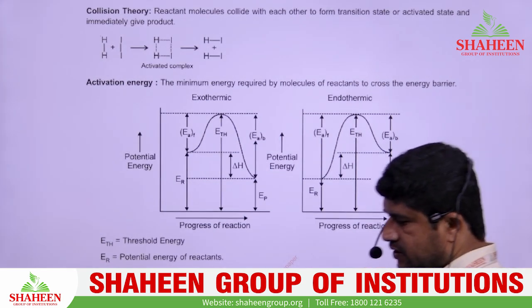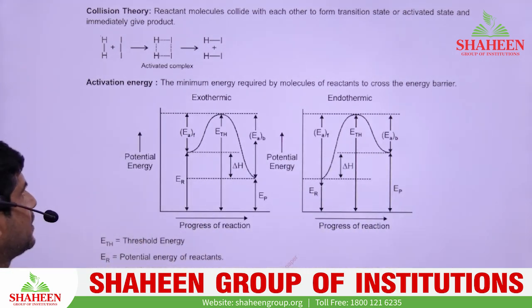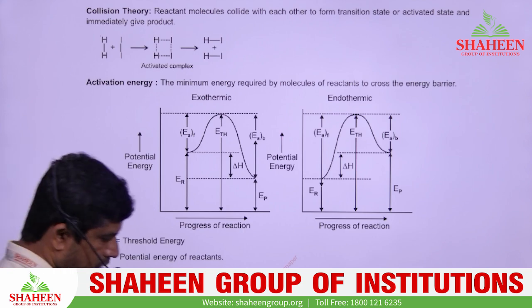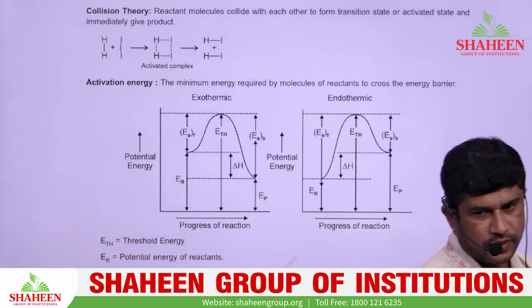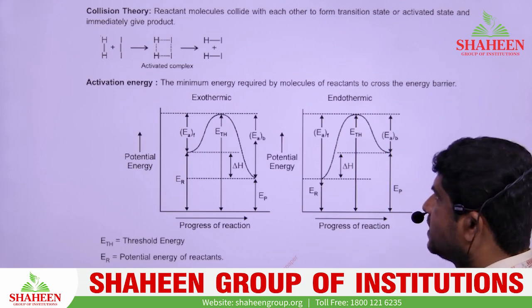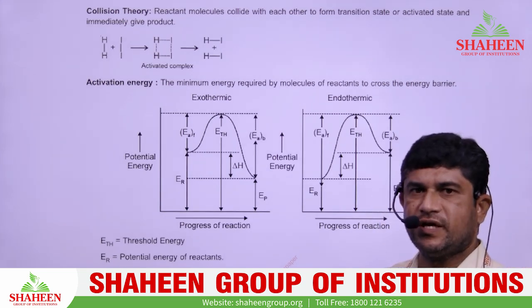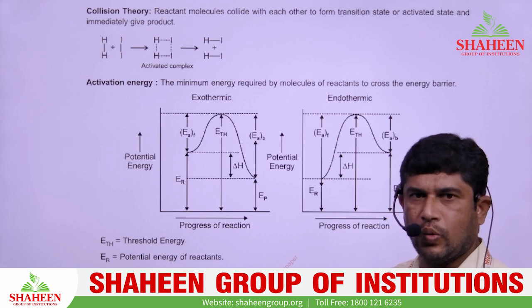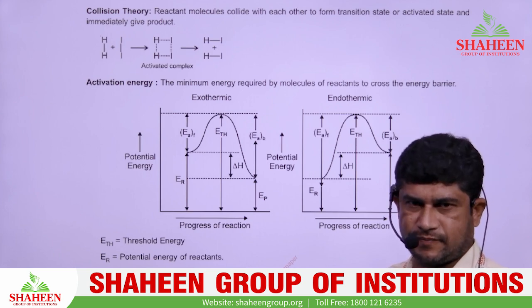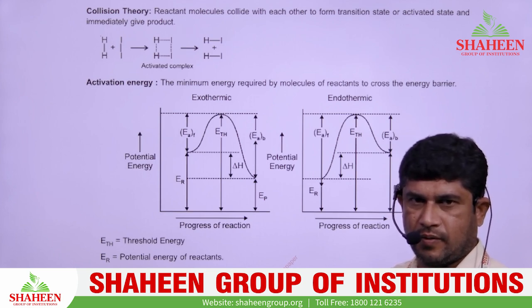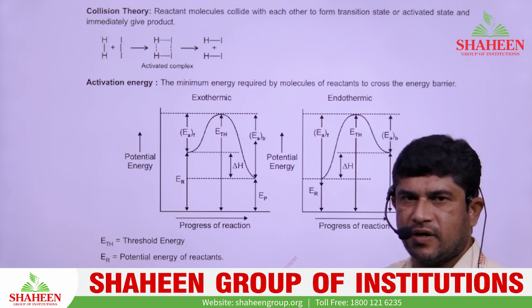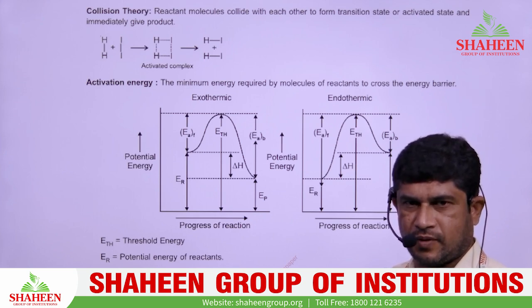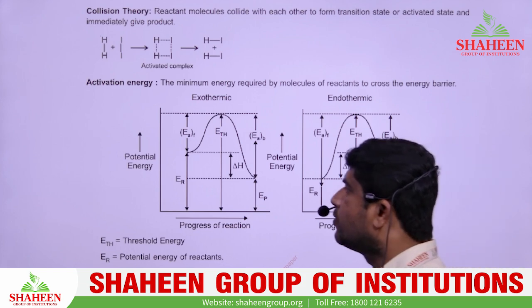Okay, collision theory. Today we discuss collision theory. In collision theory, reactant molecules collide with each other to form a transition state or activated state and immediately give product. Collision theory tells about the rate, how the reactant is converting into product. It doesn't tell about the feasibility of the reaction.